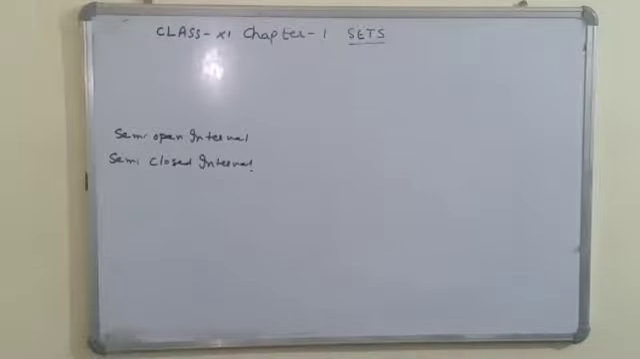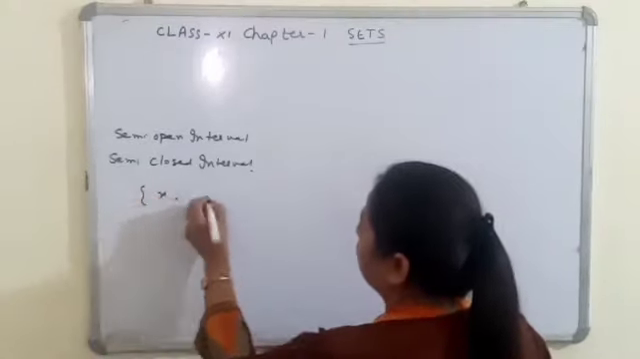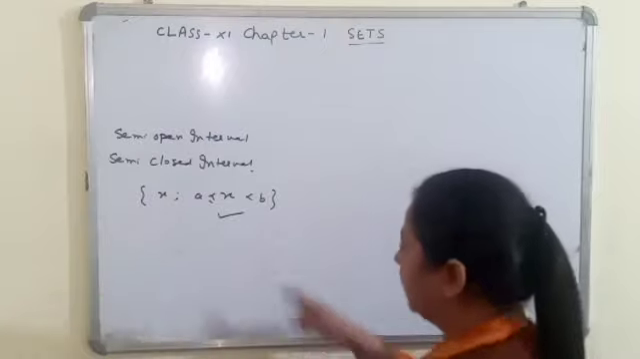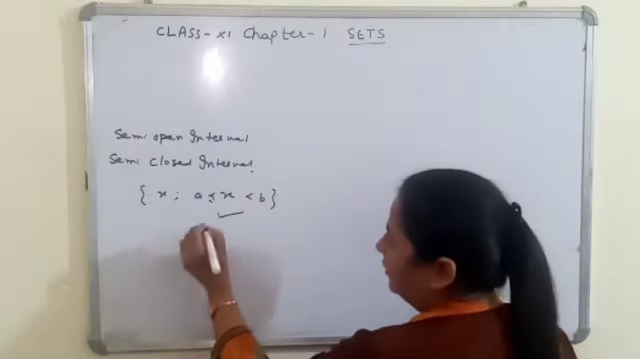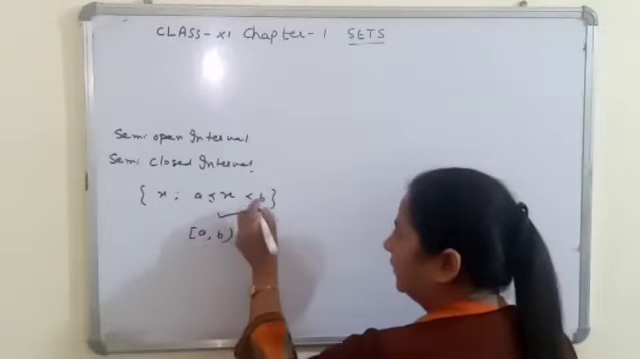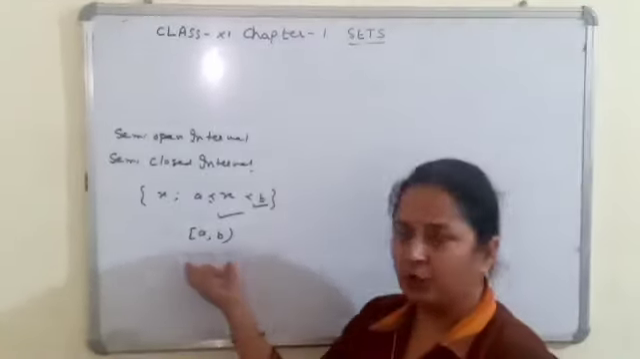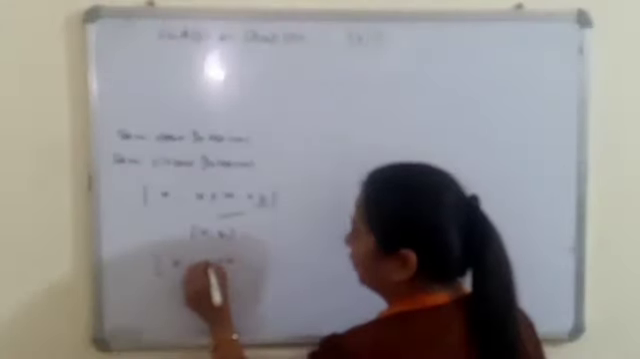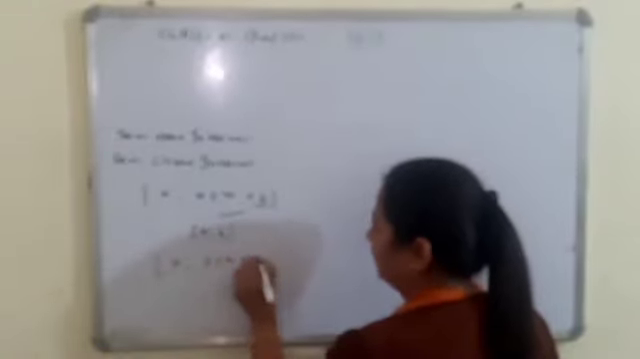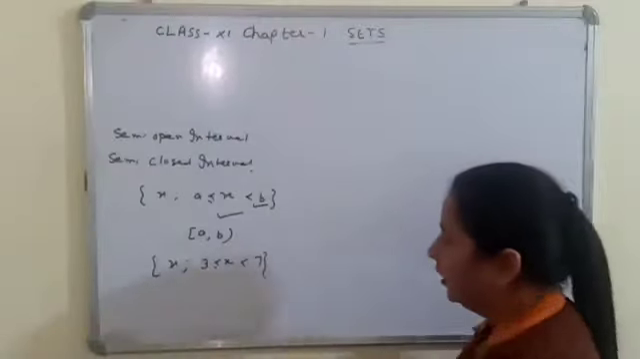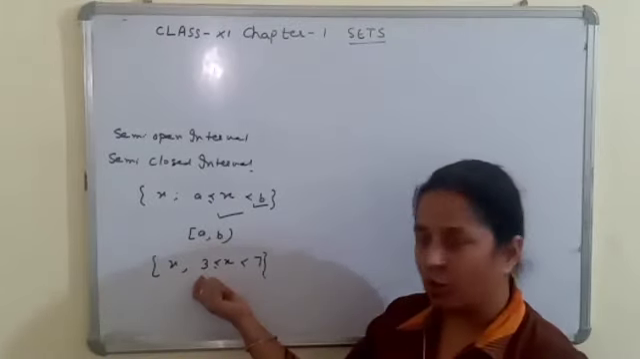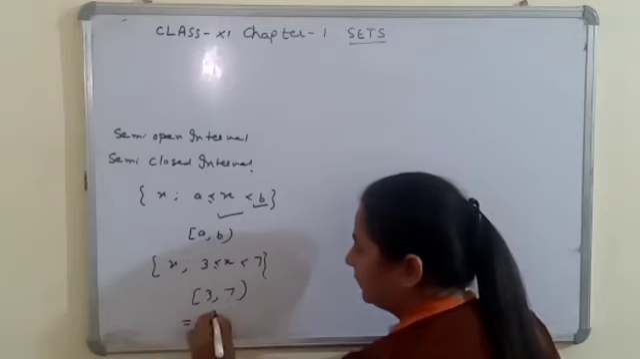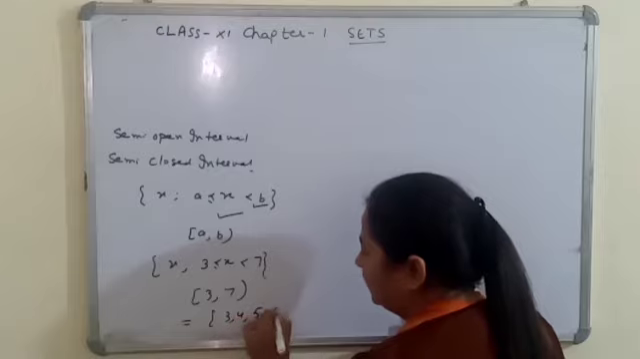semi-open intervals. Let's see. Suppose there is a set x where x is greater than or equal to a but less than b. You can see here x is closed at a and open at b. So this is the semi-closed or semi-open interval. Let's take x greater than or equal to 3 and less than 7. Because this is a semi-closed interval, here we have to include the value of 3 but not 7. So we will write it like this: [3, 7), and the interval is 3, 4, 5, 6.